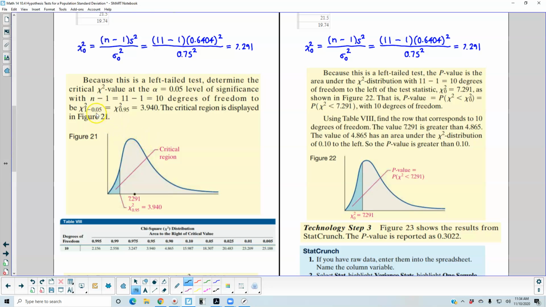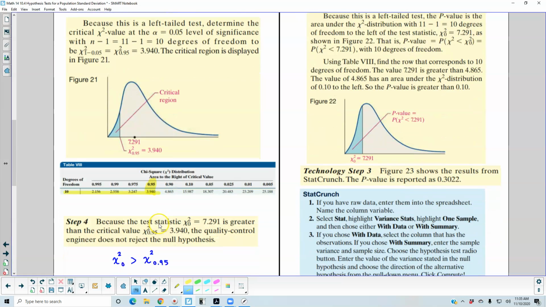Since we're looking for the left critical value, we take 1 minus 0.05, which becomes 0.95. So what we're doing, by looking at the table, is looking at the area of 0.95 with the degrees of freedom of 10. And so we can see here that our critical value is 3.940.